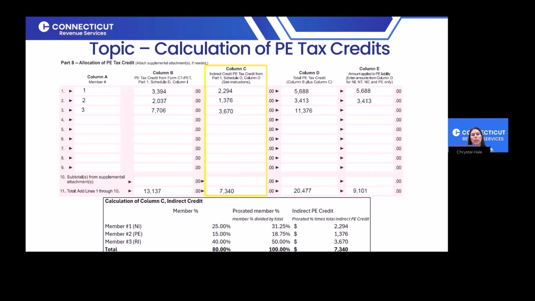But as you can see, I only carried over member 1 and member 2 into column E. Member number 3, who is a resident individual, will report that entire amount in column D on their Schedule CTK1. But for the members that are included in the composite return, we have one additional step before determining what their PE tax credit actually is. So please mind you, as we've added that entire amount up from those taxable members, in column E, we have $9,101.